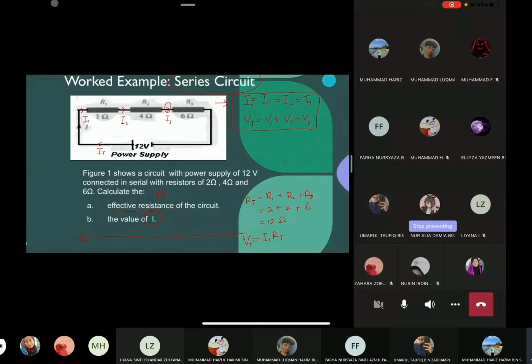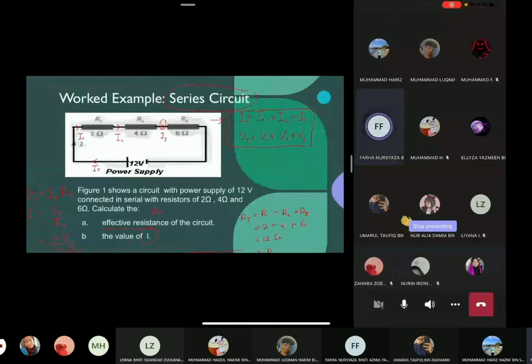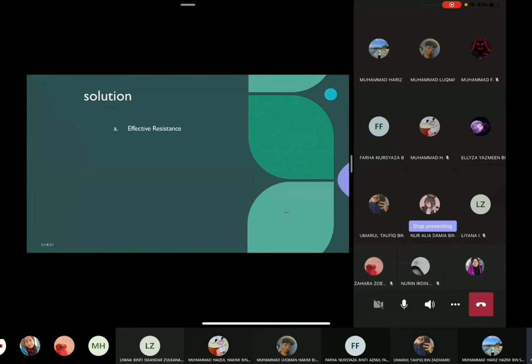Please just clap, please answer. Okay, so we substitute. What is V total? I total. Okay, before we substitute, we rearrange. Now we want I. So, I equals V total over R total. And then you know V total which is 12 volt. And we know R total is 12 ohms. So 12 divided by 12, that gives us 1. So what is the unit of current? Ampere. So the answer is 1 ampere. Okay. So that's how easy the answer is.